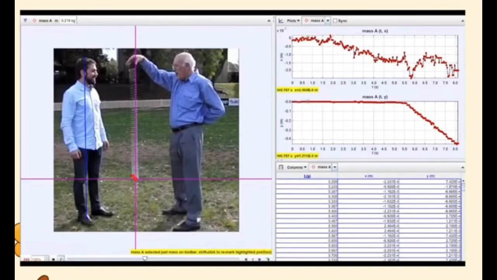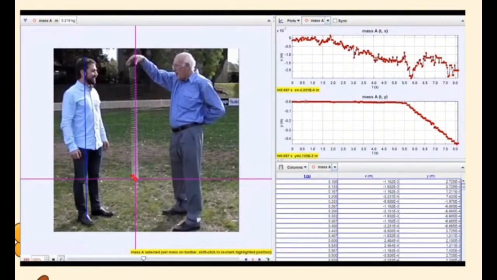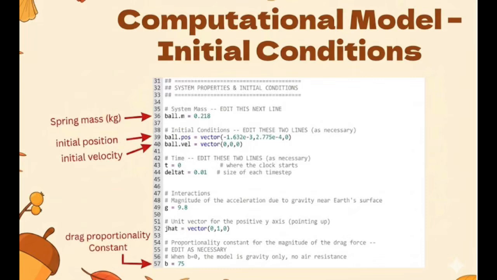I got data from the video using Tracker. I set my initial conditions based on physical properties of the slinky. The mass is 0.218 kilograms. The initial position is negative 0.0016 and 0.0002 meters. Initial velocity is 0, and the gravity constant is 9.8.